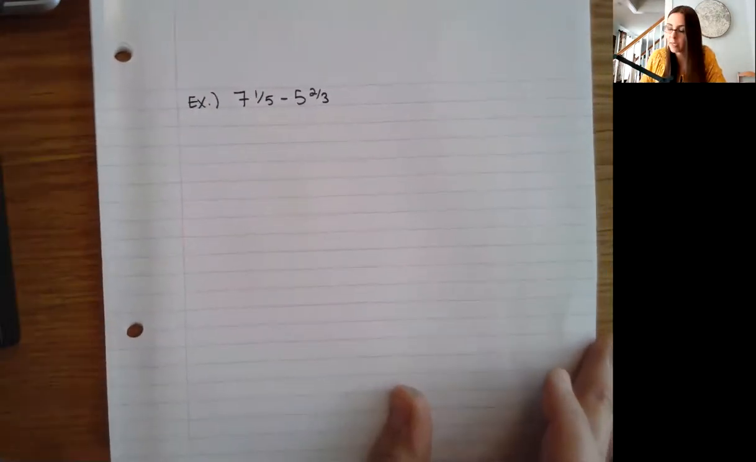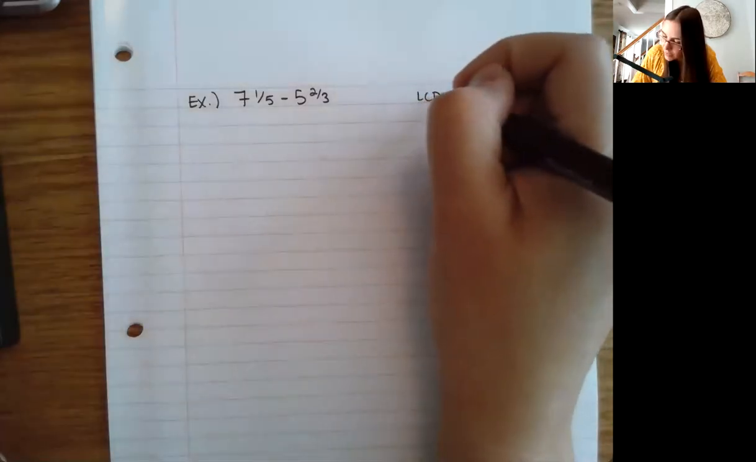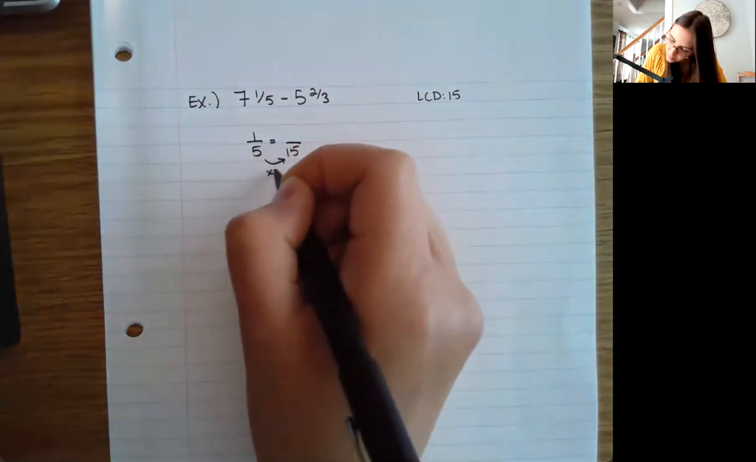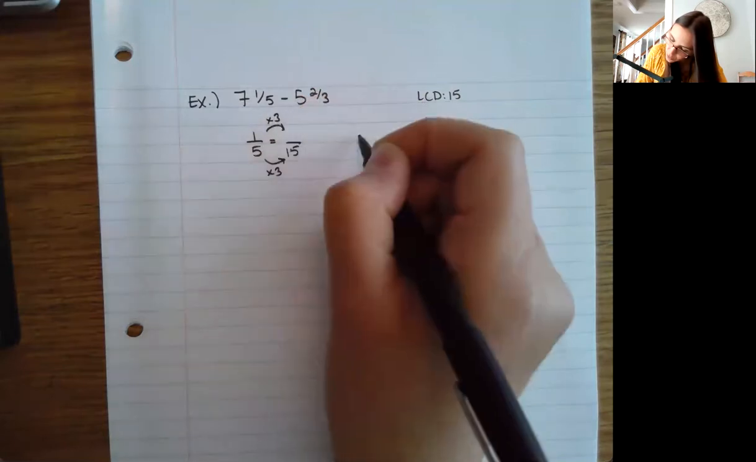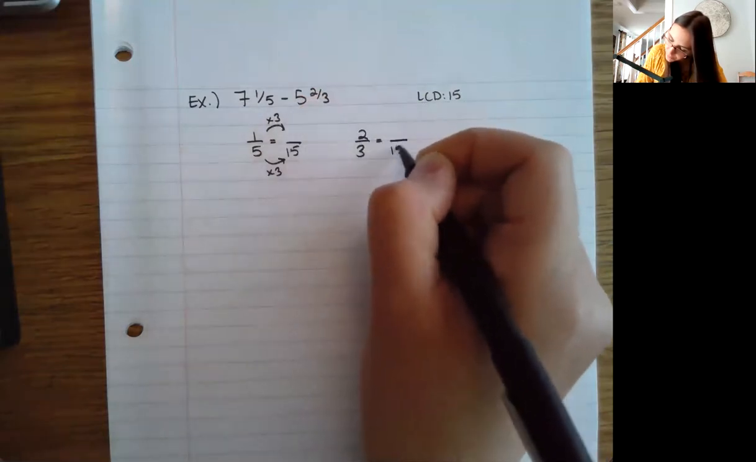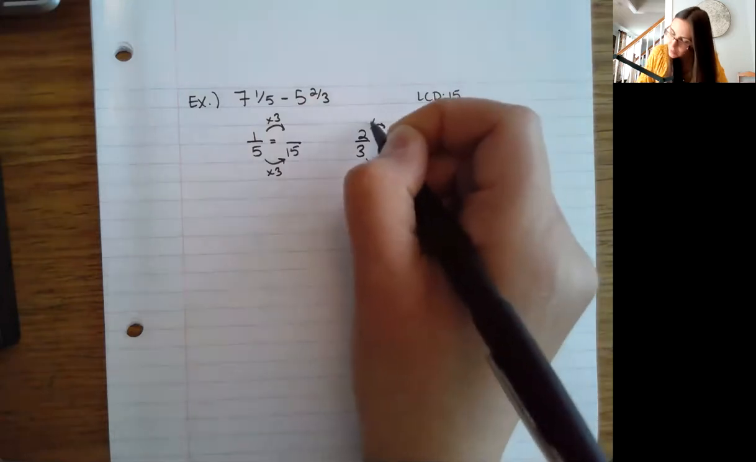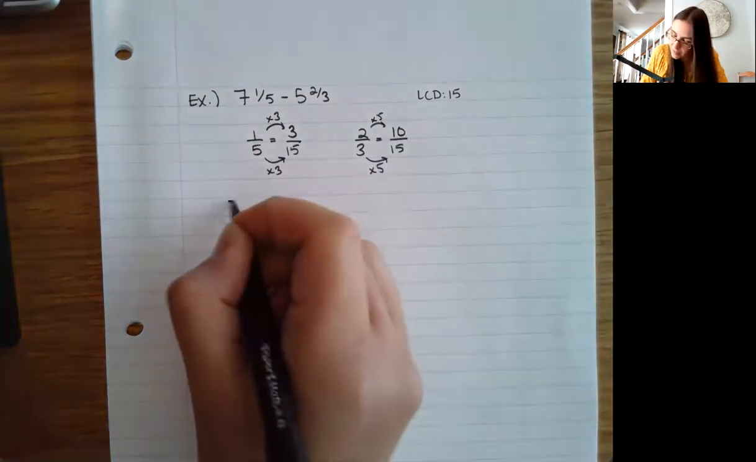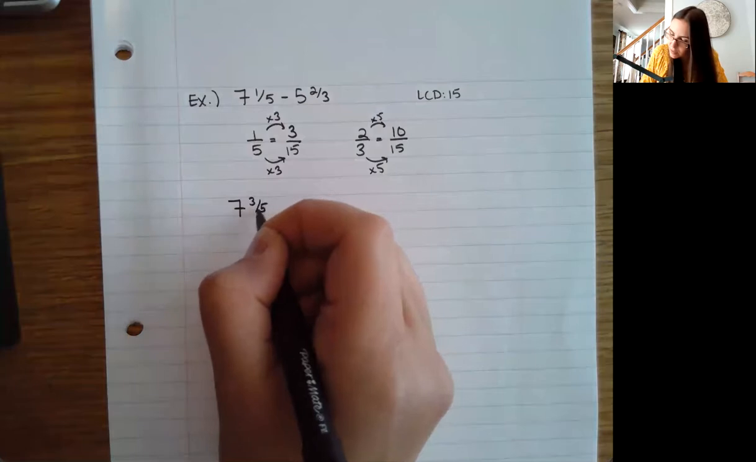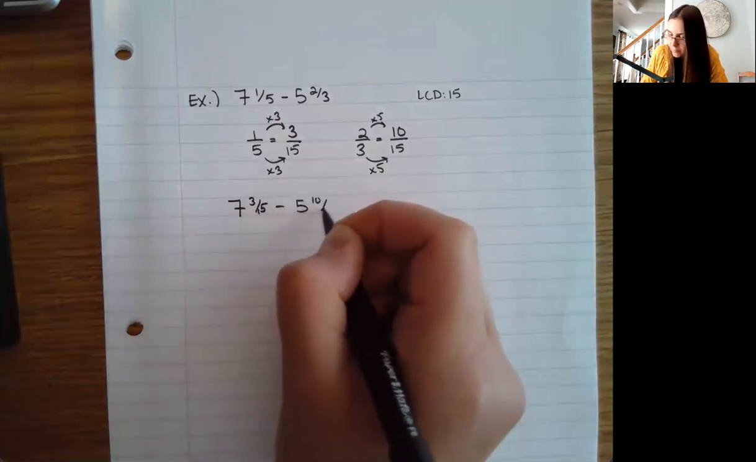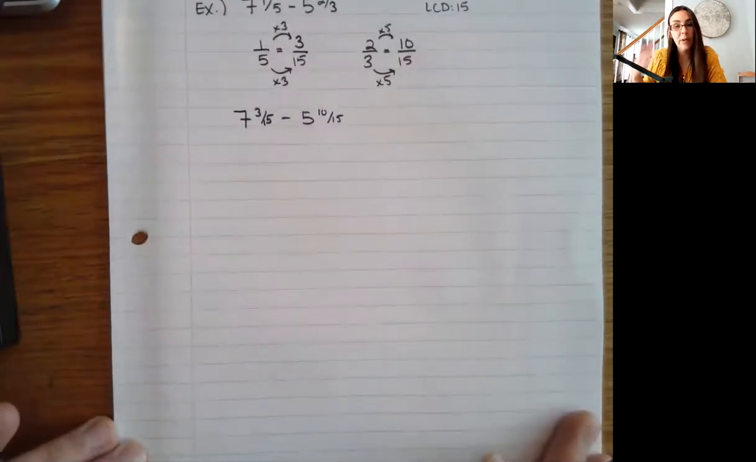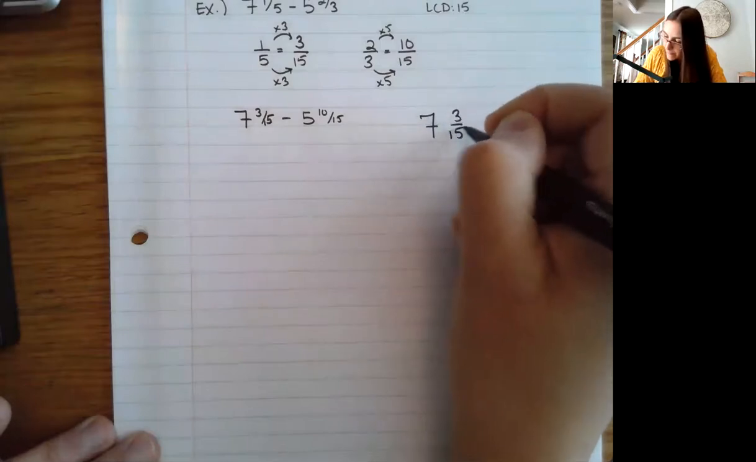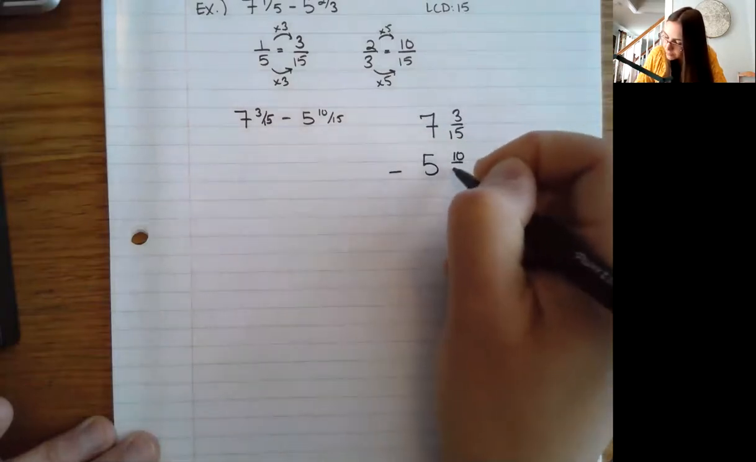All right, now you still need common denominators. So my LCD here is still 15. So I'm going to take the 1/5 and convert it over. And then I'm going to take the 2/3 and also convert it over, times 5. So here I have 3/15 and here I have 10/15. So my problem becomes 7 3/15 minus 5 10/15. And again, I want to set this up vertically. It's just much easier. So I have 7 and 3 over 15 minus 5 and 10 over 15.